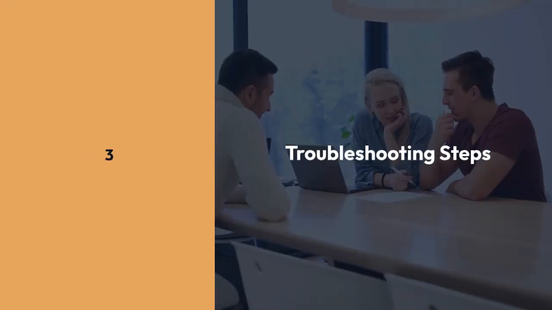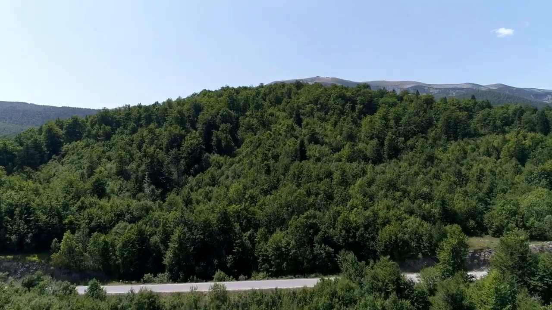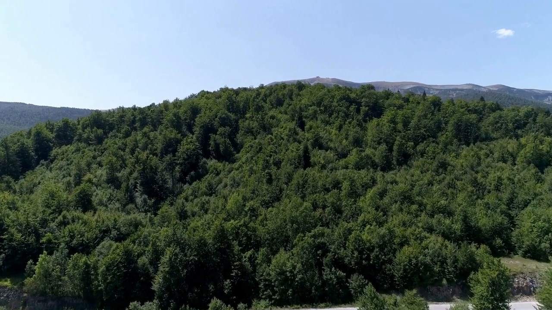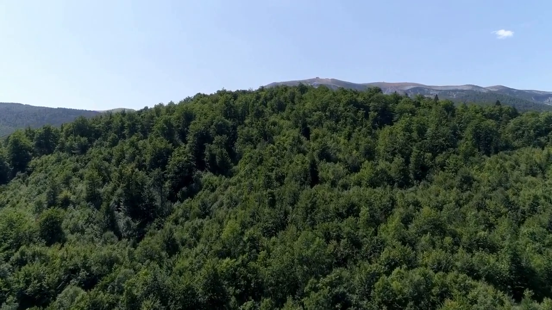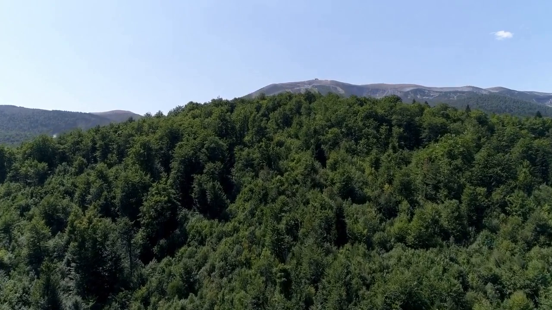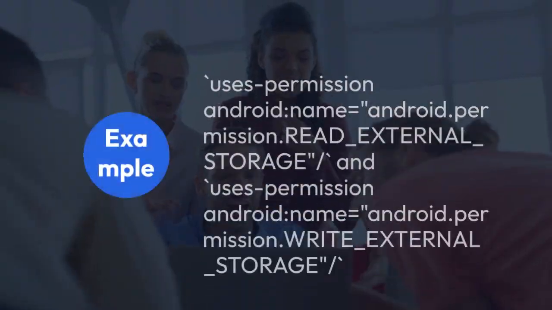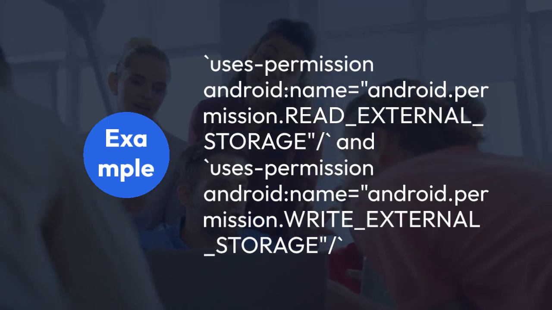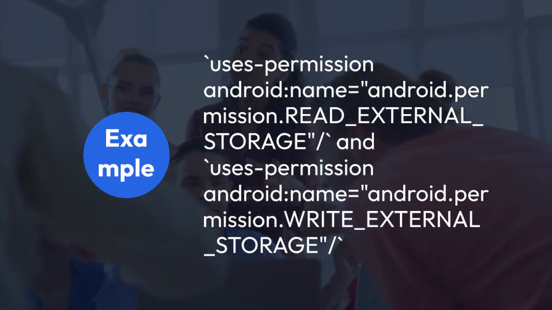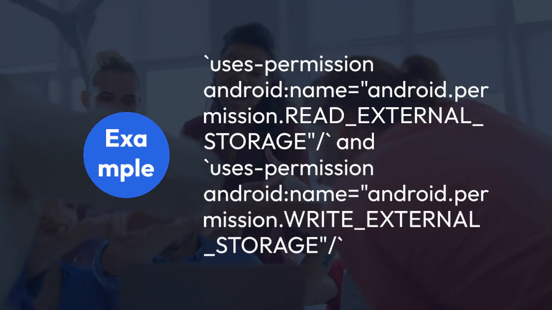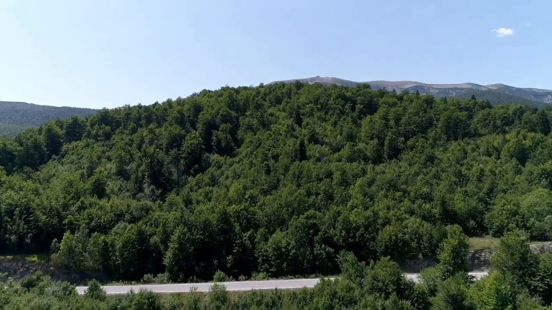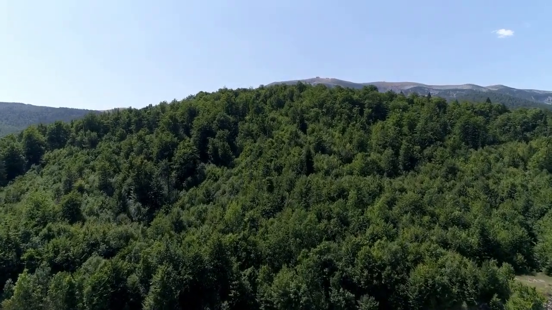3. Troubleshooting steps. A. Check manifest. Open your AndroidManifest.xml file and verify that you've included the appropriate uses-permission tags for the storage permissions your app needs. For example, uses-permission android:name="android.permission.READ_EXTERNAL_STORAGE" and uses-permission android:name="android.permission.WRITE_EXTERNAL_STORAGE". Note that these permissions might be handled differently depending on the Android version.